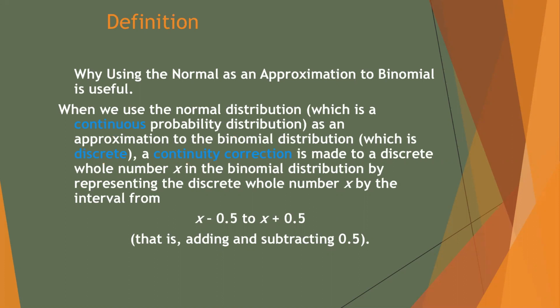So that is, if you're looking for the whole number x, you have to do the range of values between x minus 0.5 and x plus 0.5. So that's kind of the continuity correction that we might do.